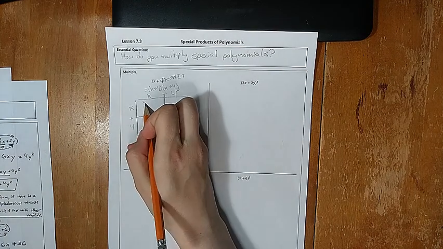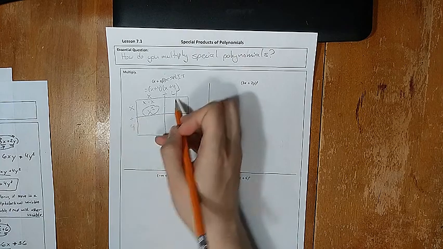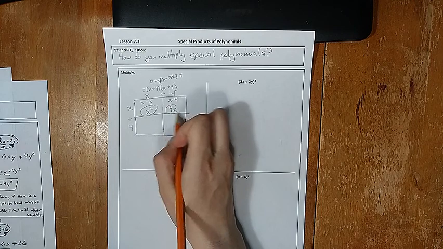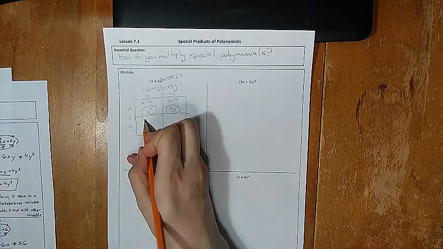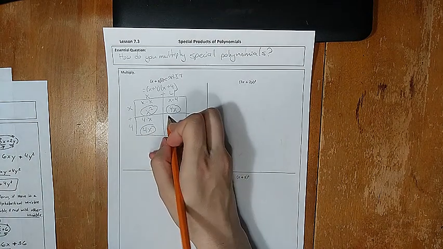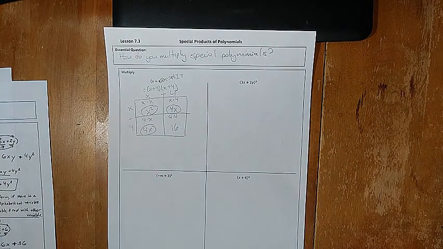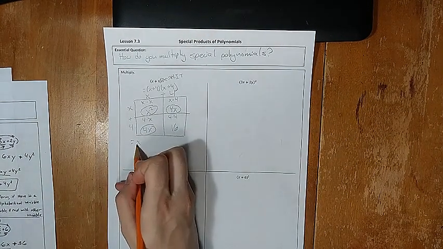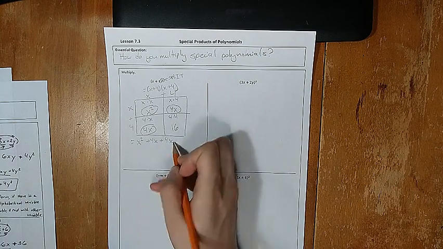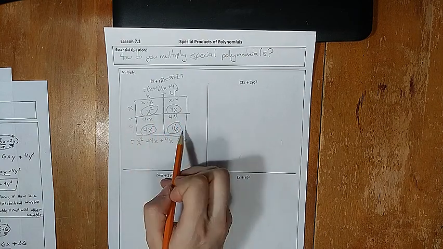In our top left, I have an x times x, which is x squared. In the top right, I have an x times 4, which is 4x. In the bottom left, I have a 4 times x, which is 4x. And in the bottom right, 4 times 4, which is 16. So when I rewrite this, we get x squared plus 4x plus 4x plus 16, because I'm just reading starting with the top left, going to the bottom right.